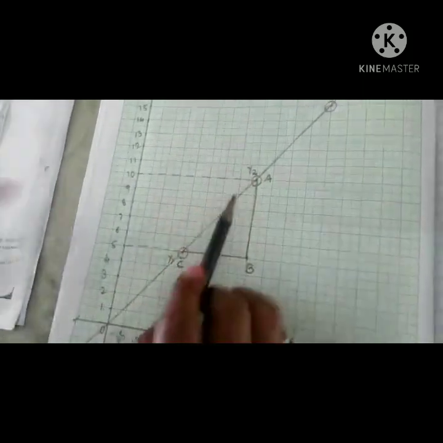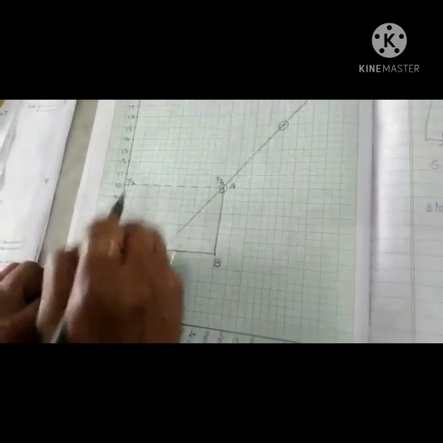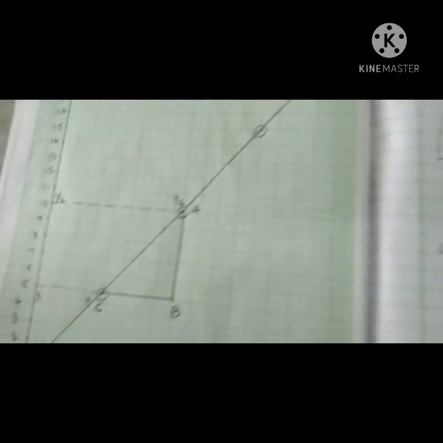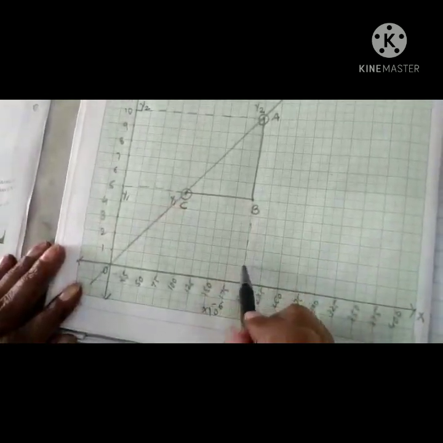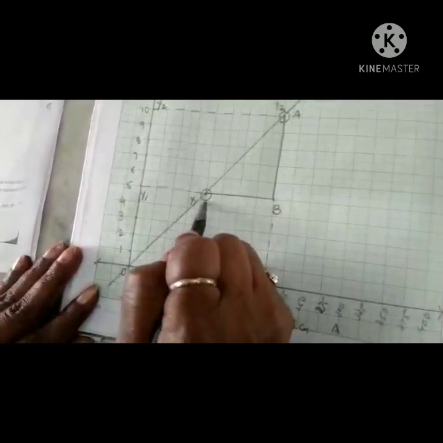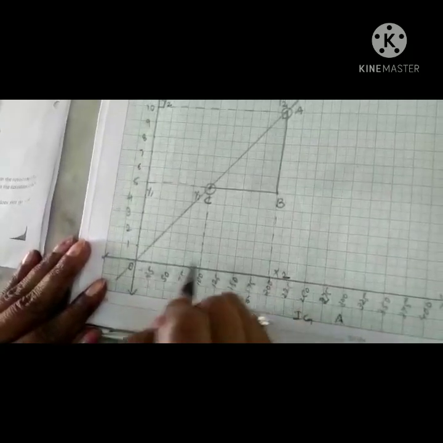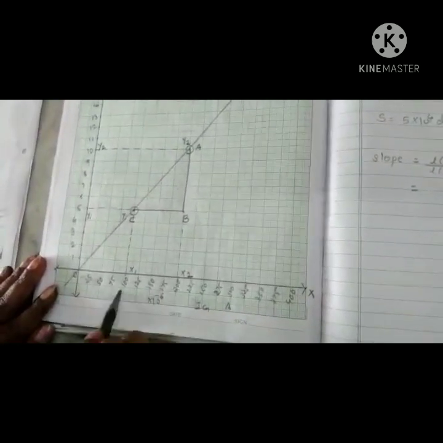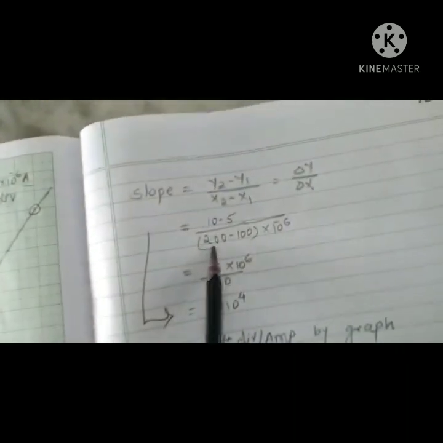Y2 minus Y1. Y2 is 10. Here Y1 is 5. Y2 minus Y1, 10 minus 5 divided by x2 minus x1. Now see our points, these 2 points. Draw one projection on x-axis. Again same. Name the higher one as x2 and the lower one as x1. Take the difference. Here this is 200, here this is 100. 200 minus 100.